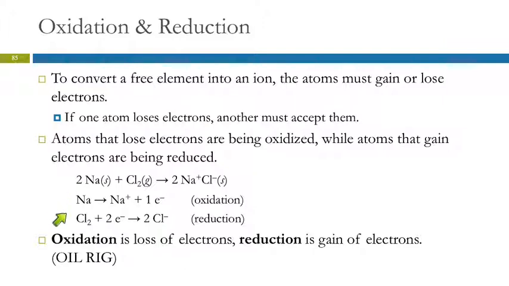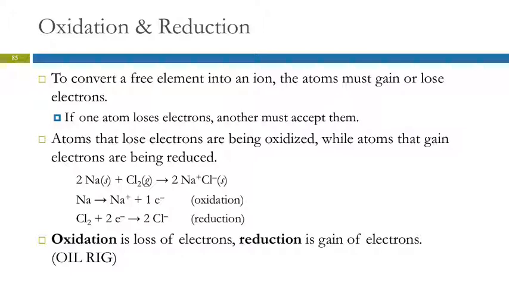So we have to remember which is which. One's gaining electrons, one's losing electrons. One way to remember this is OIL RIG. Oxidation is loss of electrons. Reduction is gain of electrons.